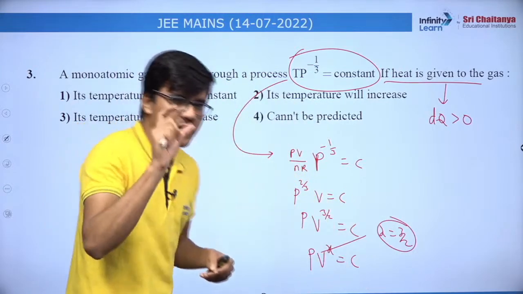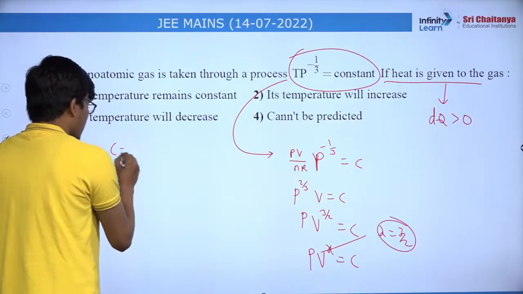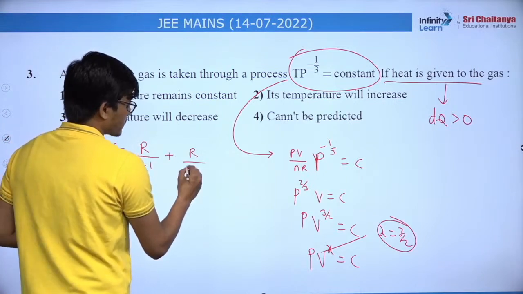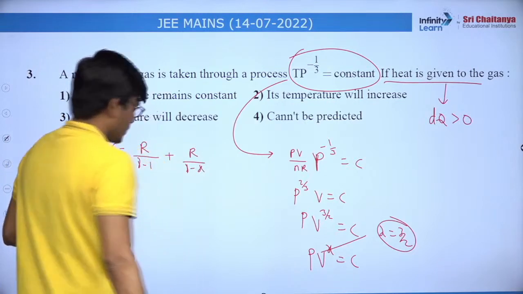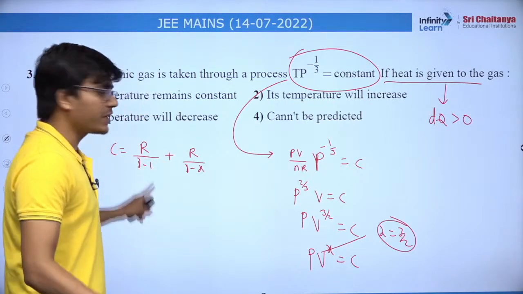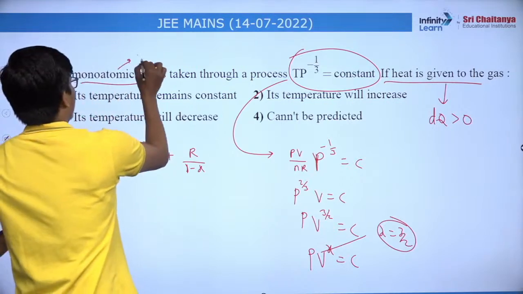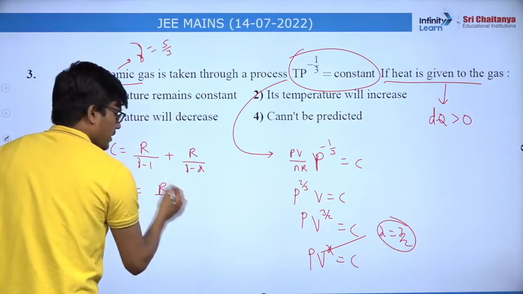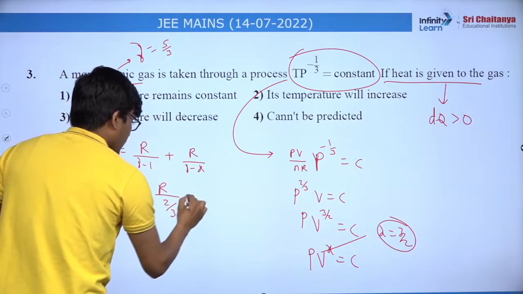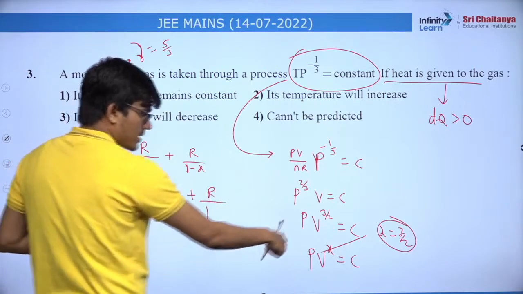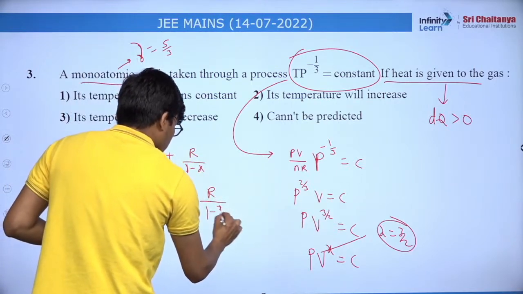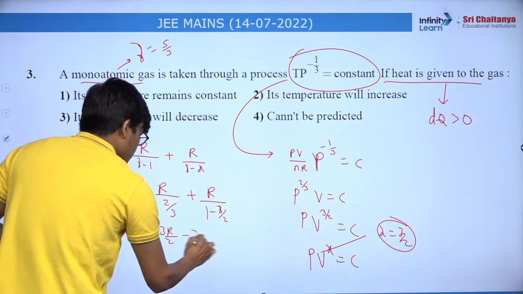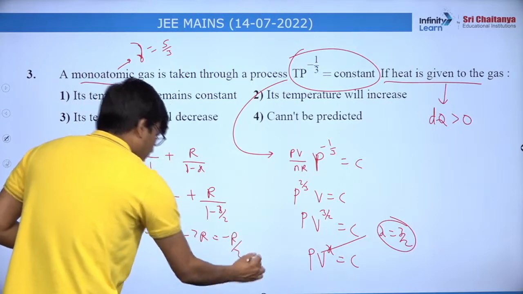And you know that the specific heat capacity of a polytropic process is given by R upon gamma minus 1 plus R upon 1 minus x, where x you know and gamma is the adiabatic constant. So for monoatomic gas, gamma is equal to 5 by 3, right? So write here 5 by 3 minus 1 is 2 by 3, plus R upon 1 minus x, where x is 3 by 2. So it will be 3R by 2 minus 2R, which means minus R by 2.